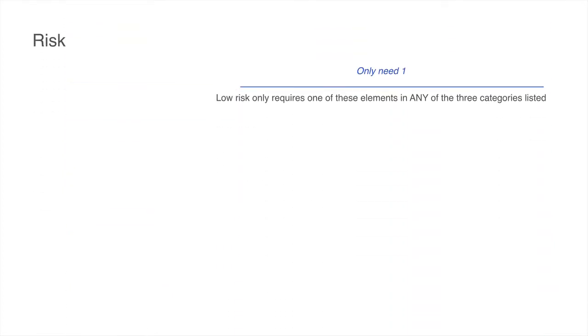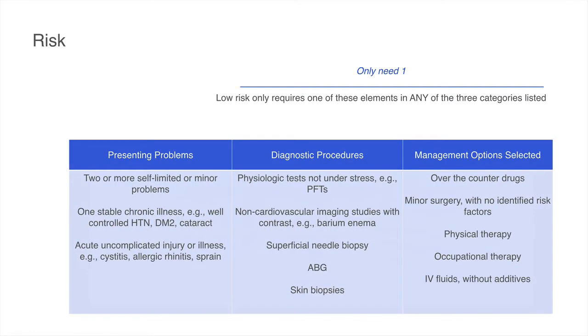And you only need 1 of these to satisfy the risk component. So low risk only requires 1 of these elements in any of the 3 categories listed. So we have presenting problem, diagnostic procedures, and management options selected. So for presenting problems, we have 2 or more self-limiting minor problems. For chiropractors, this is going to be the problem that is most relevant for us. For medical providers, it could be any of the 3. Under diagnostic procedures, we typically would not perform any of these as chiropractors. Of course, medical providers definitely could provide any in all of these.